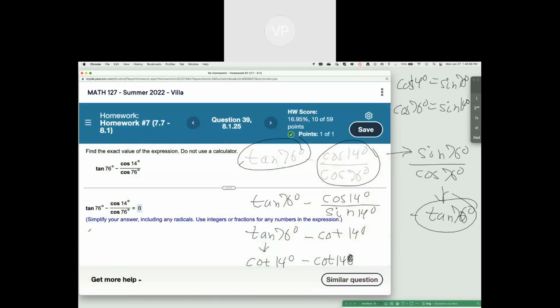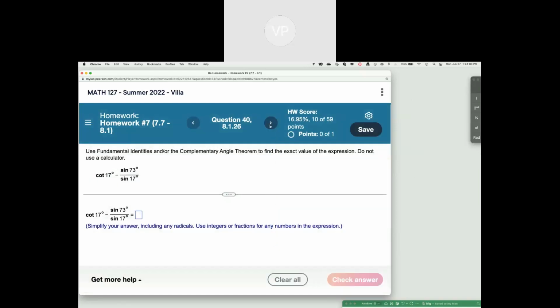So there's not a lot to these. It's just, did you identify the actual identity? Did you recognize that that is true? Okay, and like I said, the hint is as soon as you see complementary angles, something unique is going to happen here.